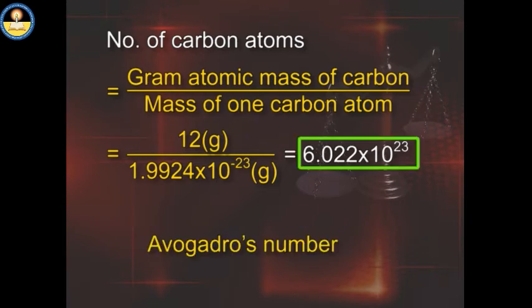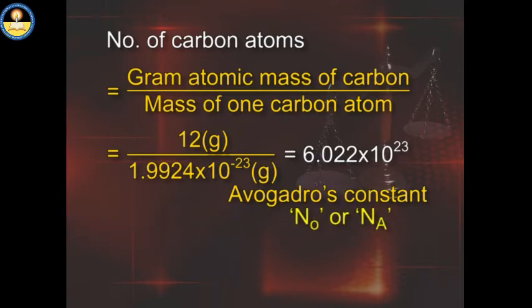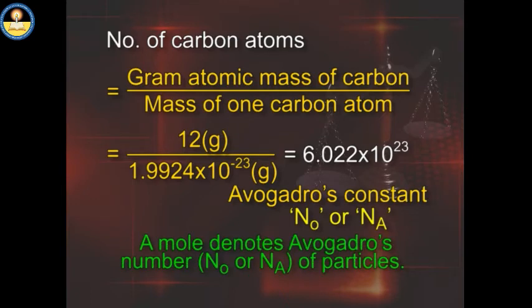This number is known as Avogadro's number or Avogadro's constant and is denoted either as N0 or NA. It may be noted that Avogadro's number of particles of any substance is expressed in the form of a term, mole. In other words, a mole denotes Avogadro's number, that is, N0 or NA, of particles.